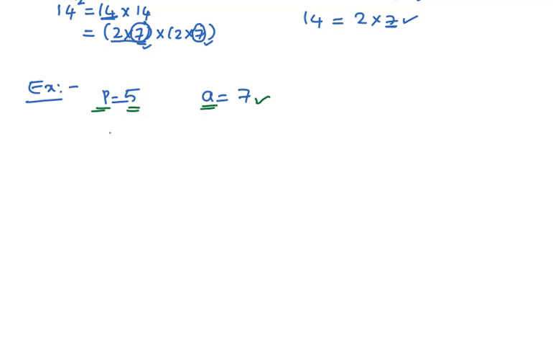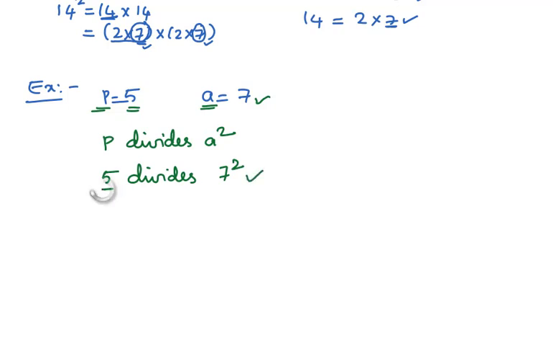Now let's take the first statement, p divides a square. Let's check whether this condition is correct or wrong. Let's check, 5 divides 7 square. Is it a correct statement? When will it be correct? If 5 is a factor in the prime factorization of 7 square, then the statement is correct.